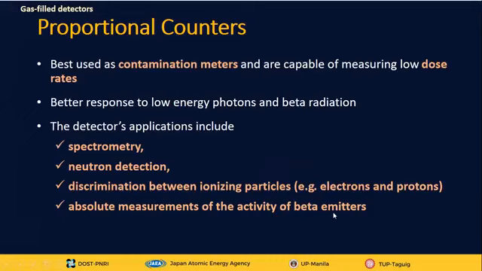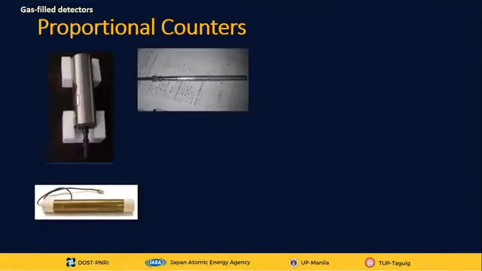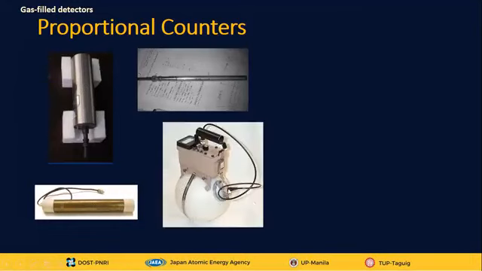The usual gas in our proportional counters is P10 gas, a mix of 90% argon and 10% methane, and noble gases such as argon and xenon. But for proportional counters used for neutron detection, the fill gas must be materials or nuclides that have a high absorption cross-section to thermal neutrons. So this is an example of a xenon proportional counter. This is a BF3 neutron detector, and this is another helium-3 neutron detector. When the neutron detectors are placed inside this Bonner sphere, they are able to detect higher energy neutrons.